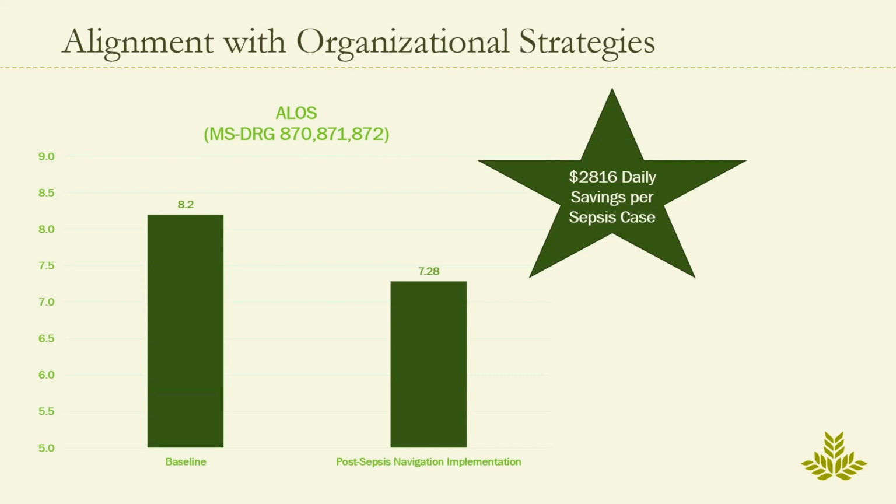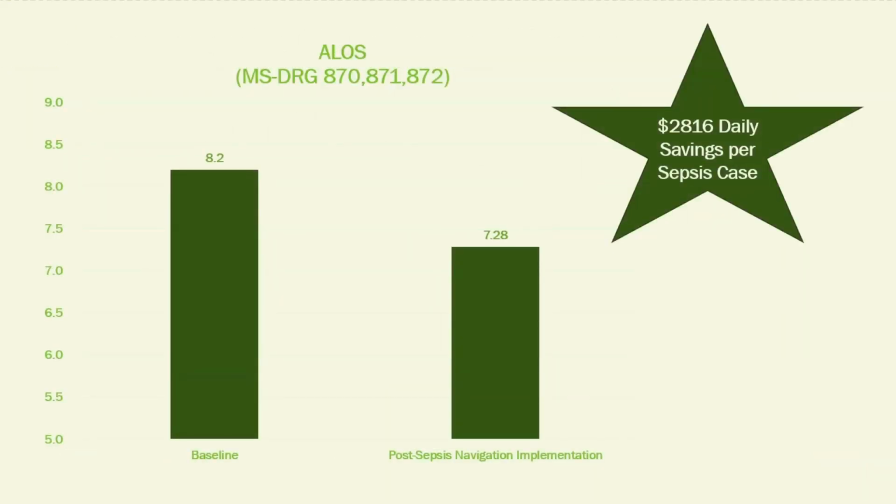So this is just one example. We did average length of stay because throughput was a big deal for our organization. We're always in census overload. And so, making beds available by treating the patients correctly and them not being in our organization as long frees up beds for the next patient. So you can see from our baseline to our post navigation, real-time concurrent review, we did shrink that average length of stay for our sepsis patients.